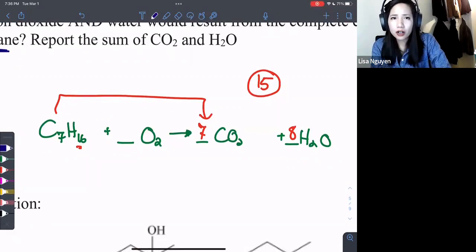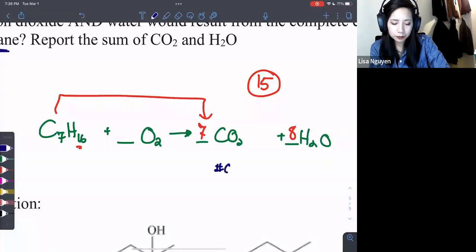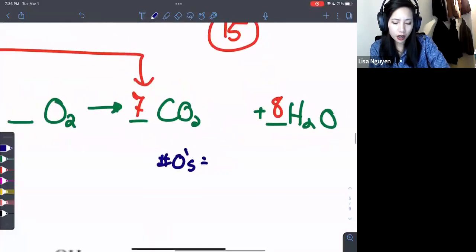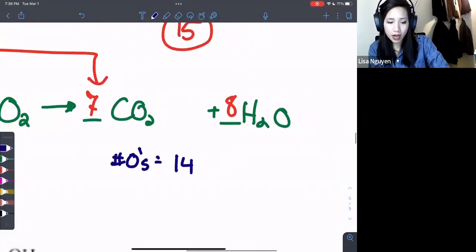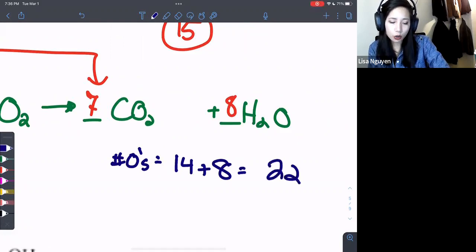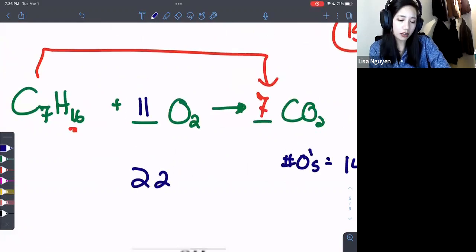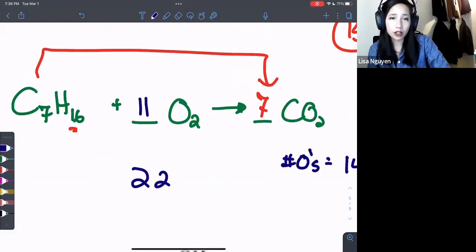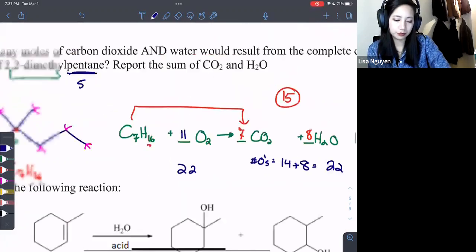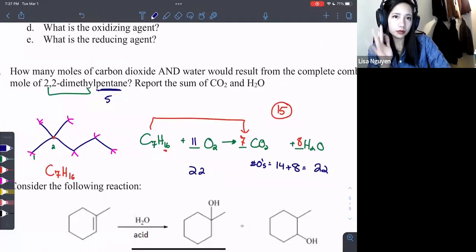We don't have the coefficient in front of oxygen yet. To get it, I count up all the oxygens I have on the product side. There's a total of 14 oxygens on CO2, and a total of 8 oxygens on water. If you add that up, there's 22 oxygens total on the product side. Then I ask myself, how do I get 22 oxygens on the reactant side? Well, I would have a coefficient of 11 in front of O2. Now everything is completely balanced. So there's that. This question is really good at testing whether you can take a name and make a structure.